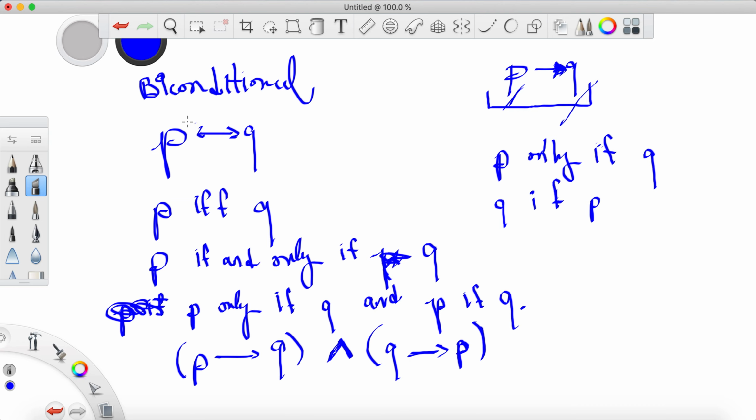So in summary, the point I'm trying to make is that this double arrow is just the arrow facing both ways, right? So you get both things. We also like to pronounce this as P is necessary and sufficient for Q, and a few other ways.